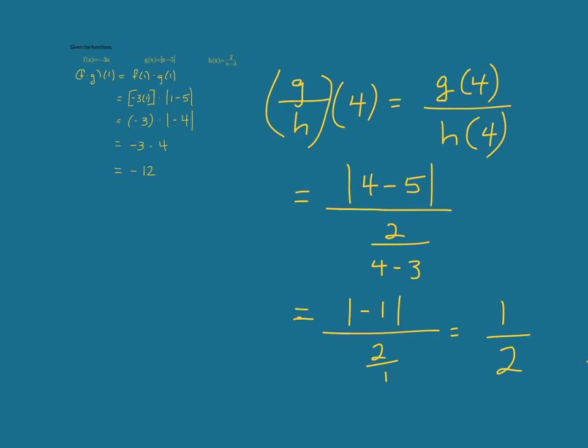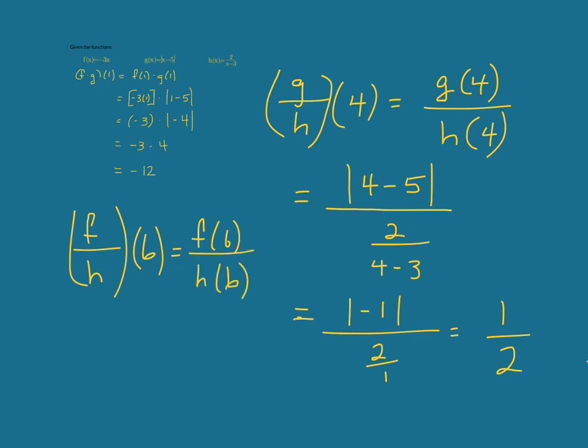Now, let's do one more. Let's do f divided by h, and this time let's do 6. So f divided by h of 6 means f of 6 divided by h of 6. So f of 6, I replace the x in function f with a 6. So that's negative 3 times 6 for our numerator. And then h of 6 would be 2 over 6 minus 3.